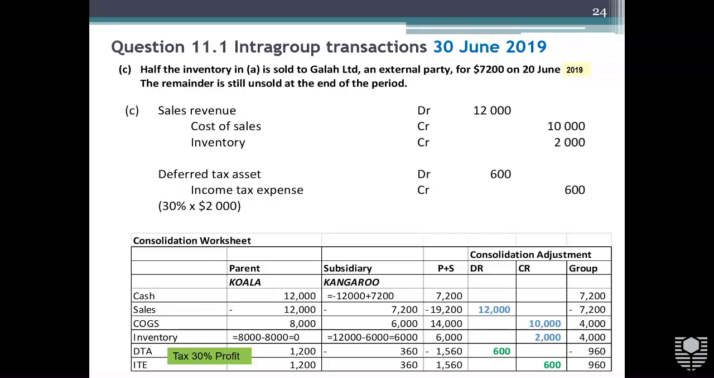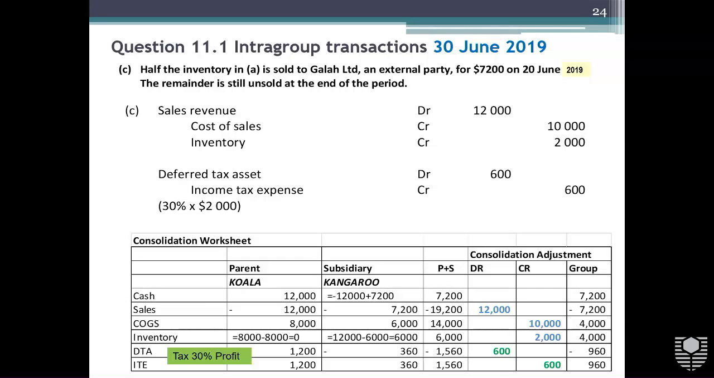So we're going to have to adjust it by 600. The tax effect, what it should be, is your sales minus your cost of goods sold of 4,000 to give you the 2,800 times that by 30% gives us 960. In the books of the parent, we've currently got 1200, which is your 12 minus your 8 is 4, times by 30% gives you 1200. In the books of kangaroo, we've got 7200 minus 6,000 is 1200, times by 30% gives you 360.